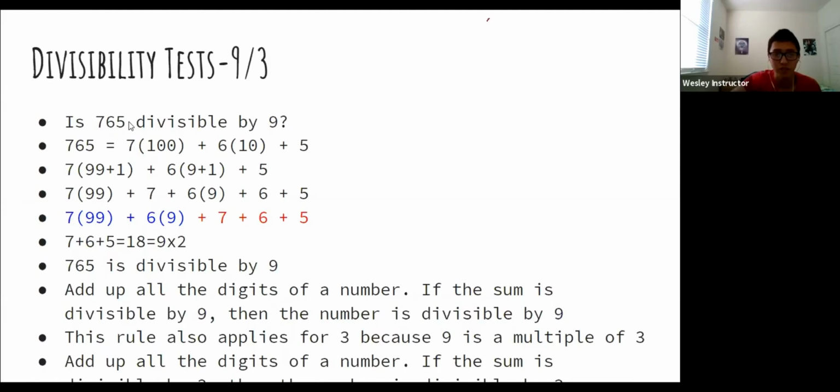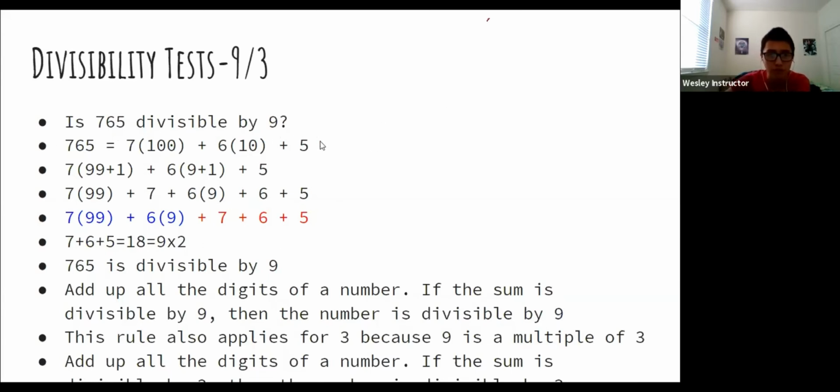765. This is a pretty big number, and we want to know if it's divisible by 9. So all we got to do is add up all these digits. So 7 plus 6 plus 5 equals 18. And 18 is divisible by 9. So that means 765 is divisible by 9.